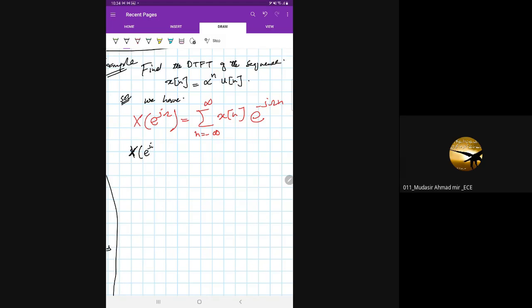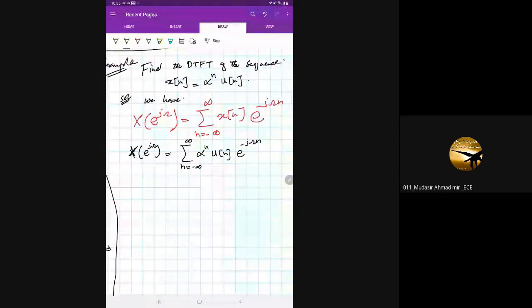X of e raised to power j omega will be equal to summation n equal to minus infinity to plus infinity, then you have alpha raised to power n u of n, then you have e raised to power minus j omega n. So in our context, the equation would be like that. What I have done here is substitute the value of x of n in the equation.